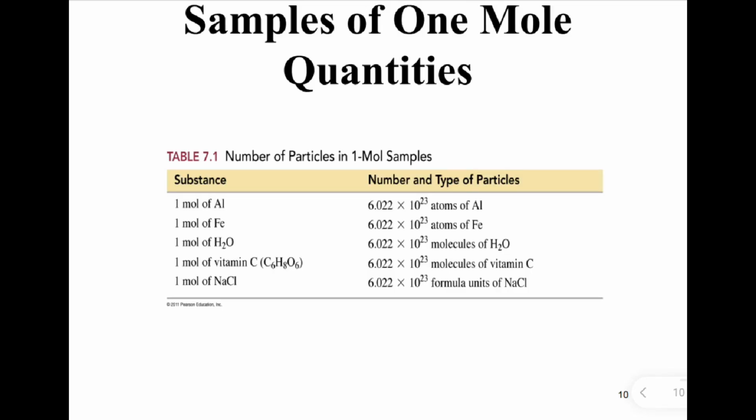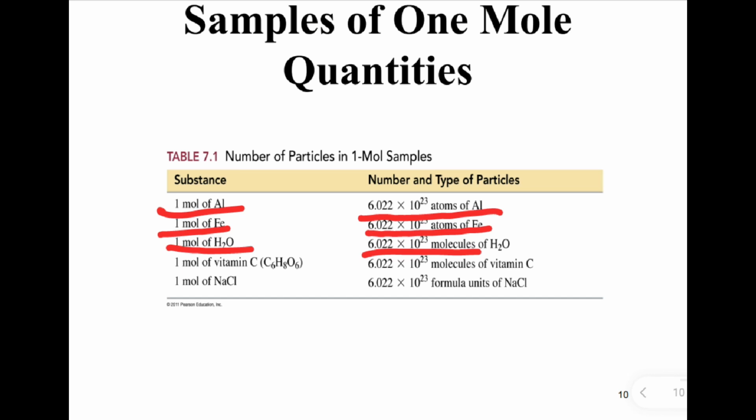so as you can see, this is a sample of 1 mole of quantities. For example, 1 mole of aluminum, 6.02 times 10 to the power of 23 atoms of aluminum. 1 mole of iron equals or contains 6.02 times 10 to the power of 23 atoms of iron. 1 mole of water contains 6.02 times 10 to the power of 23 molecules of water.